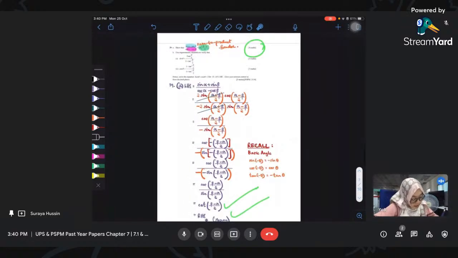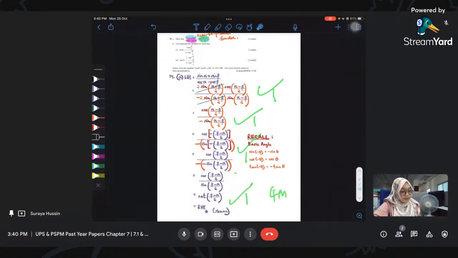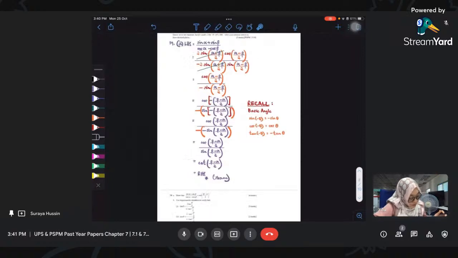1, 2, 1, simplify, apply basic angle, and final answer, 4 marks. Yeah, that is how challenging that your trigonometric is. Okay, so now let's go to question B.